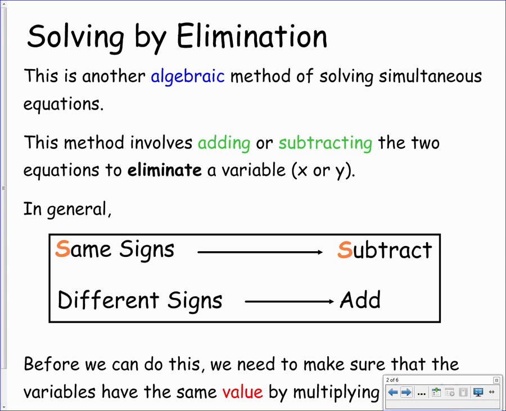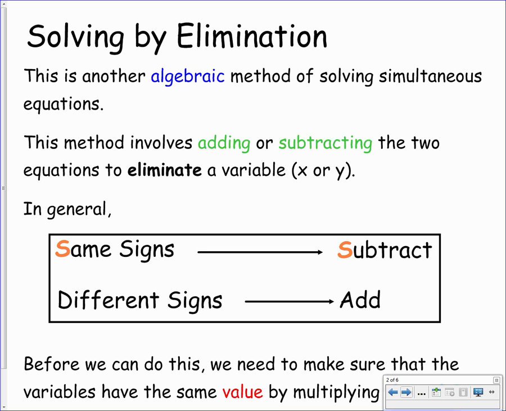If your equations have the same signs in the middle, so if they're both adds or both subtracts, that means that you need to subtract one of your equations from the other. If they have different signs, if one of them is a plus and one of them is a negative, you need to add your equations together. This is so that one of your variables is cancelled out.